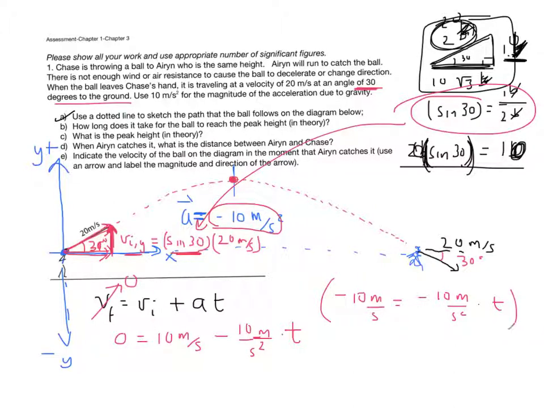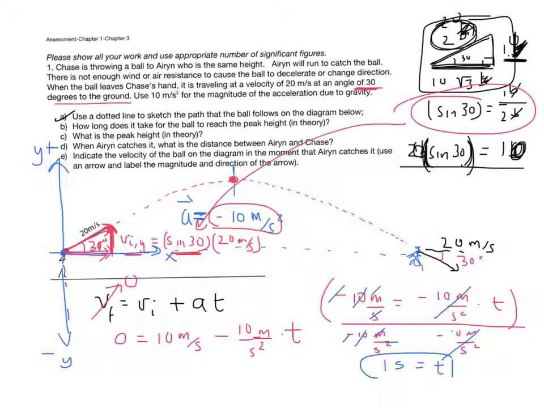Then if I divide both sides by negative 10 meters per second squared, we can see that the 10 drops out, the meters drop out, one of the seconds drops out, and we get 1 second equals the time. Okay, with one significant figure, the time equals 1 second to get to that peak. Okay, 1 second.